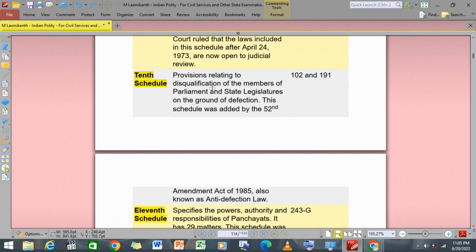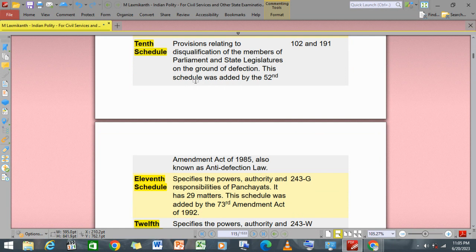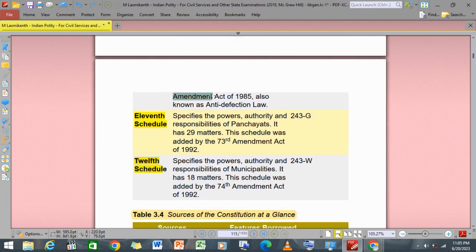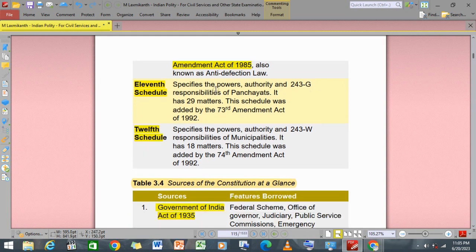Then the tenth schedule is about the provision of disqualification of members of parliament and state legislature on the ground of defection, and this schedule was added by the 52nd Amendment of the Constitution in 1985, and it is known as the anti-defection law, which was introduced by the Rajiv Gandhi government.